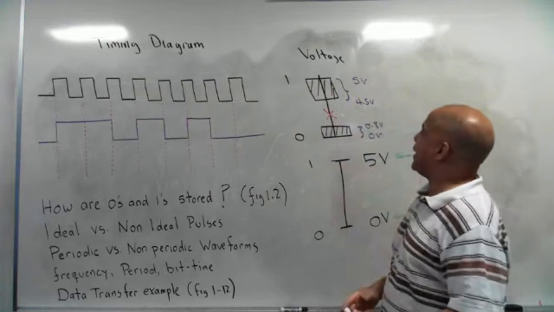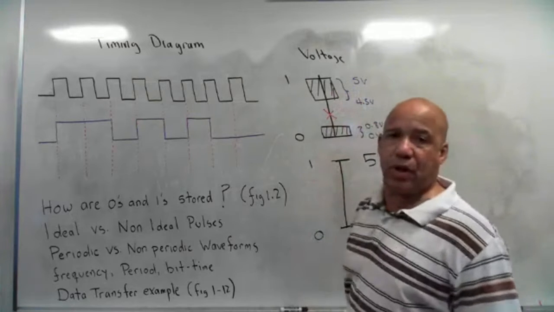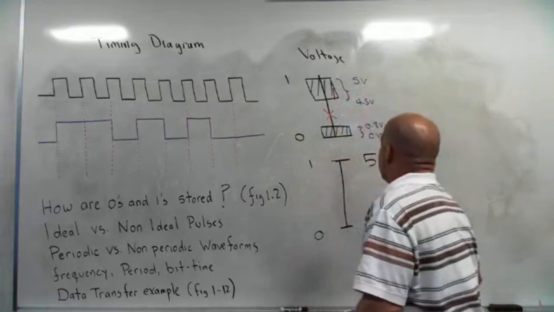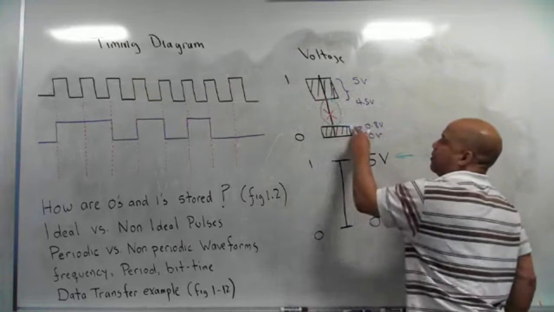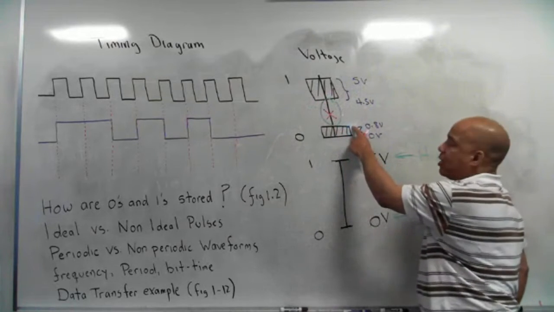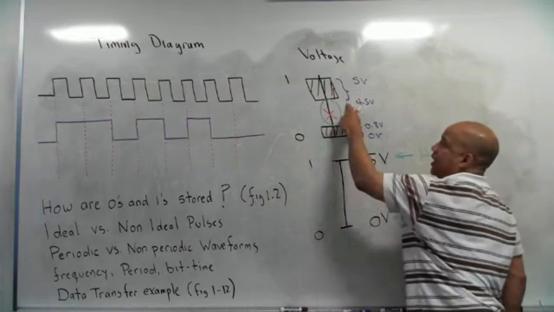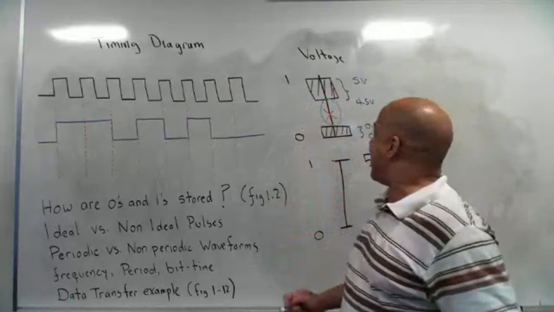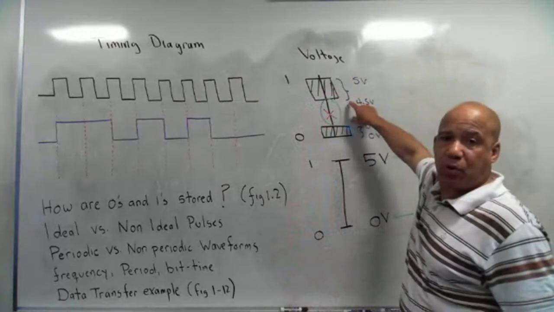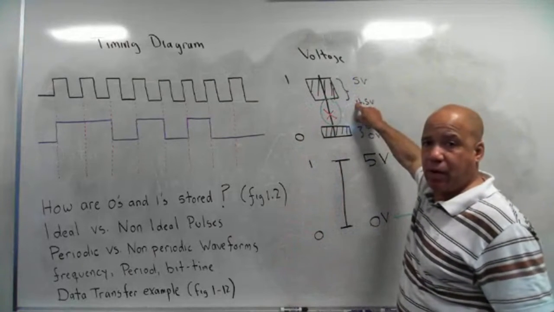What will happen? The answer is, this is called the forbidden zone. This is called the forbidden zone. You're not allowed to have a voltage between whatever the maximum low voltage is to represent a 0, and the minimum high voltage to represent a 1. Whatever those limits are, you're not allowed to have a value of voltage between those two. This is called the forbidden zone.